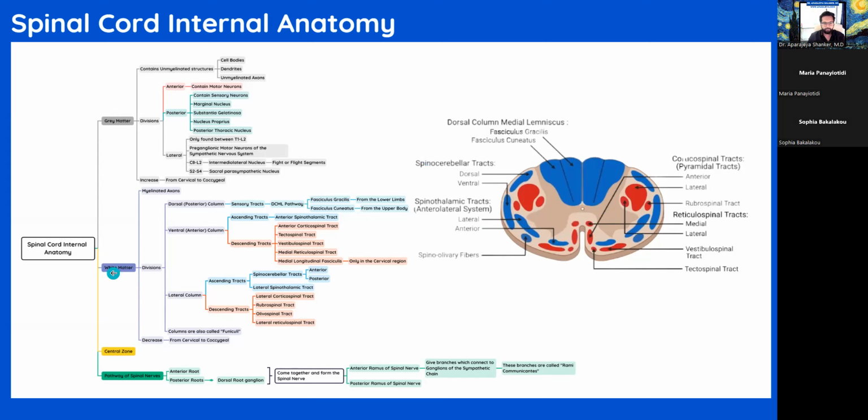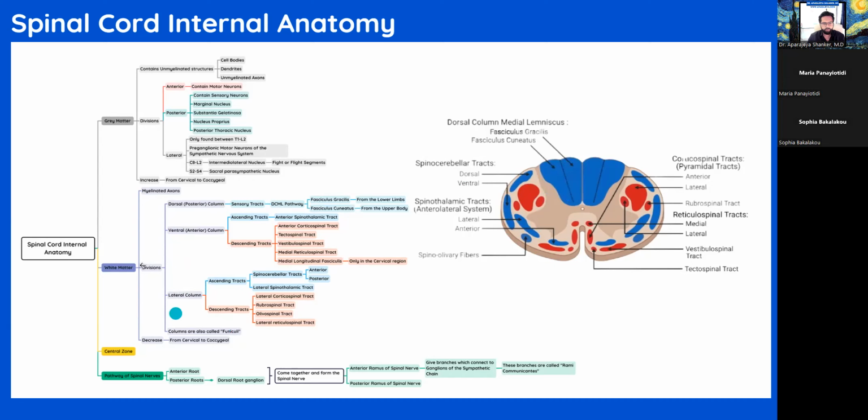Now, second, the white matter. The white matter contains all the myelinated axons, and these myelinated axons are the structures that are responsible for giving the color of the white matter. And this also has the same divisions. You have this anterior part, this lateral part, and then you have the posterior part, right?